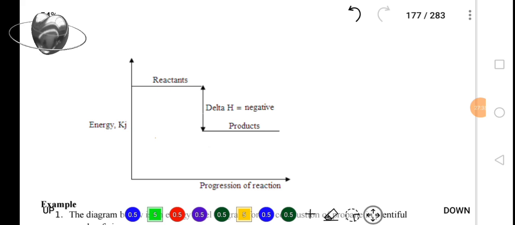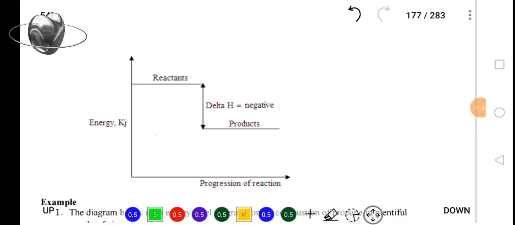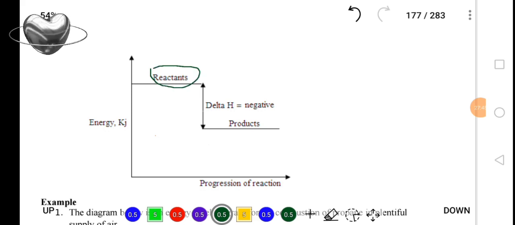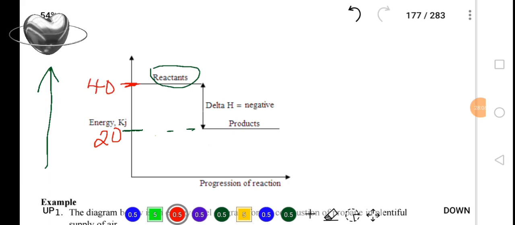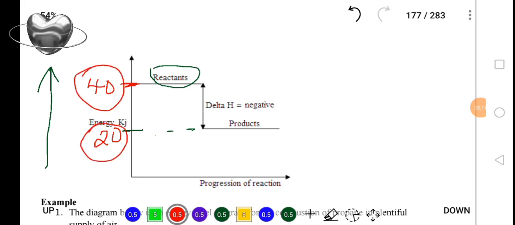So we expect, when we are drawing a graph of an exothermic reaction, the reactants will have more energy. We are increasing energy upward, meaning the energy level of the products is less than the energy at this point where we are having reactants. So we can say here we have, for example, 20, here we have 40 kilojoules. Why? Because we have reactants having more energy than products. And in this case, from the graph, we are going to conclude that the delta H, which is enthalpy change, will be negative.